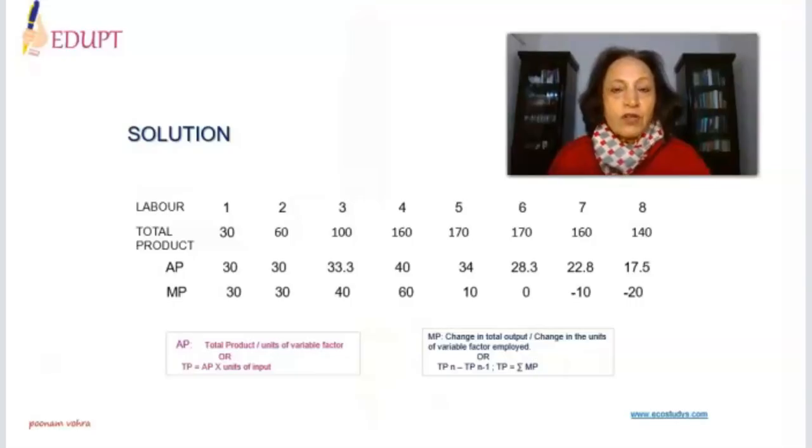So far as marginal product is concerned, for the first unit, it will be same as 30 because we need to see how much is the change. For the first unit, there is no change. For the second unit, total product has increased from 30 to 60. So marginal product for the second unit will be 60 minus 30, that is 30. And in the third case, the marginal product would be 100 minus 60, which is 40, and so on. One can find out accordingly.